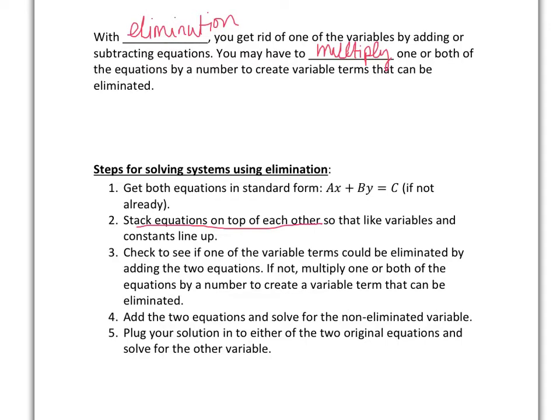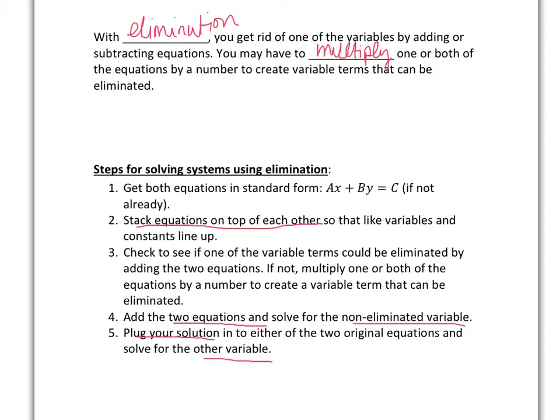Number three, you're going to check to see if one of the variable terms could be eliminated by adding the two equations. If not, then you're going to multiply one or both of the equations by a number to create a variable term that can be eliminated. Number four, you're going to add the two equations and solve for the non-eliminated variable. And number five, you're going to plug your solution for that variable into either of the two original equations and solve for the other variable.